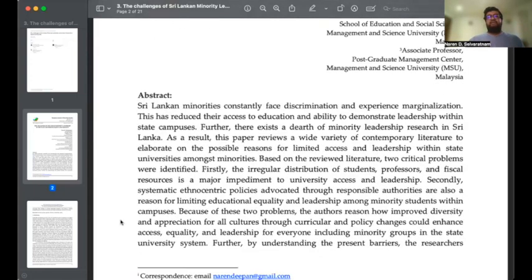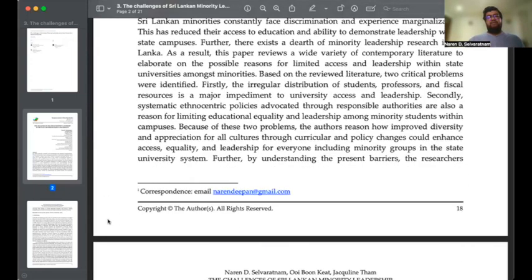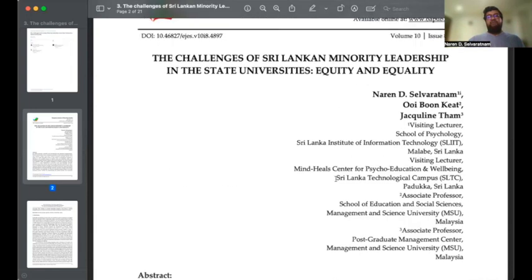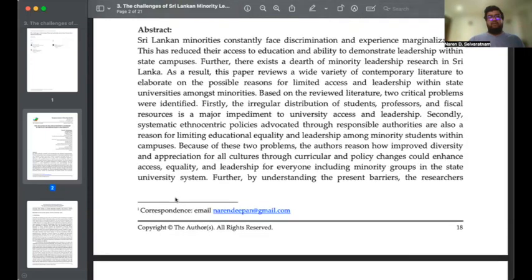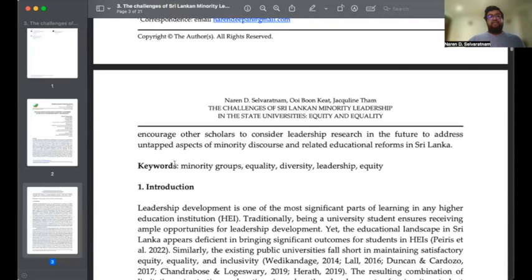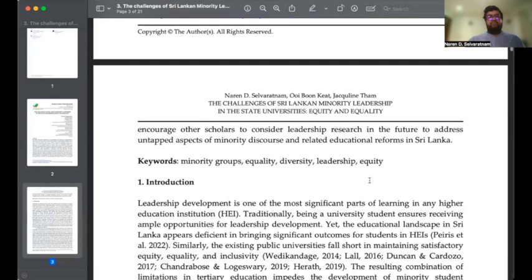If you see, we have an abstract, and here we have given author information. There we have a DOI, volume numbers, issue numbers, year of publication, and all of that. And then here we have given some keywords as well: minority groups, equality, diversity, leadership, equity. These keywords will help other readers locate my paper.